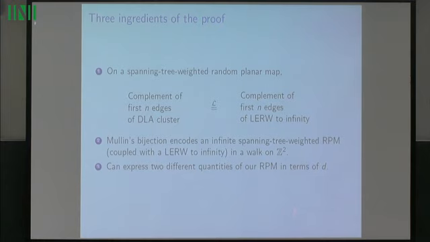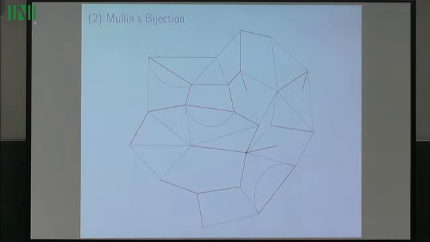So that's the first ingredient that I'll use. Now the second ingredient I'll need is Mullin's bijection. Let me just review that very quickly. This is a depiction of part of an infinite volume spanning tree weighted map with a uniformly chosen spanning tree on it in red.